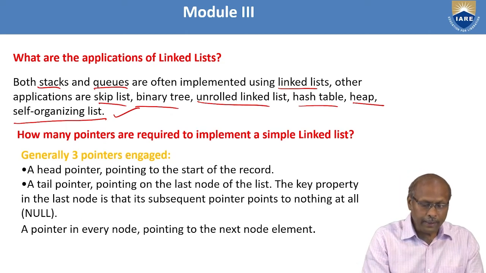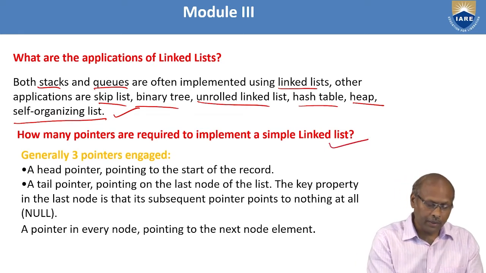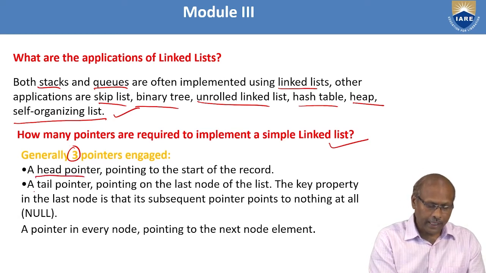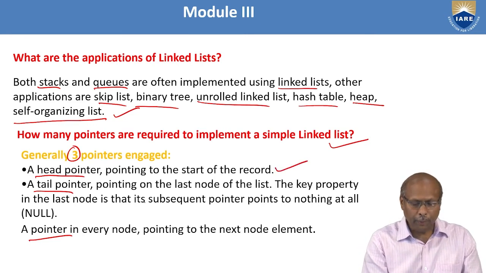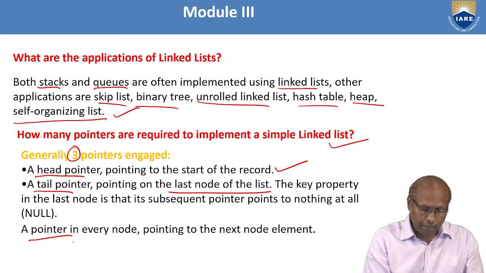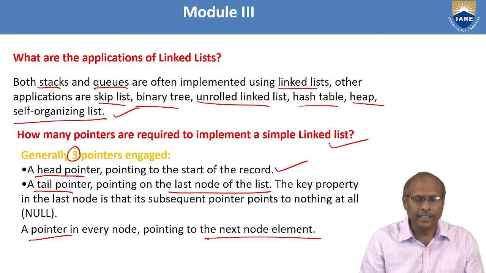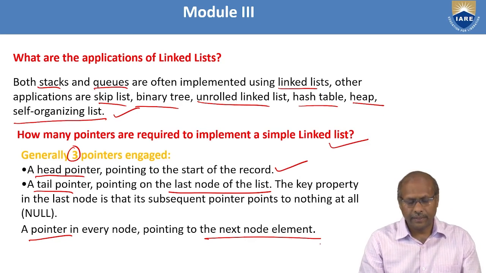Similarly, they will ask how many pointers are required to implement a simple linked list. Then simply you can say there are generally 3 pointers. One is the head pointer, tail pointer and a next pointer. Head pointer generally points to the start of the list. Tail pointer points to the last node of the list. And a normal pointer of every node points to the next node of the element. They are the generally 3 pointers in a linked list. Head, tail and next.